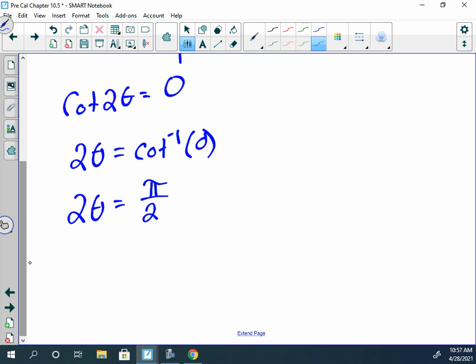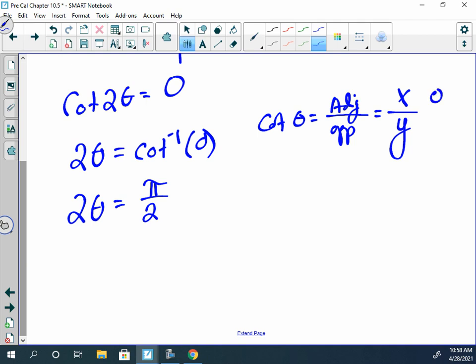Because if we think about it, cotangent of theta is equal to adjacent over opposite. Adjacent is always our x, and opposite is our y. So we're looking for an angle when x is 0 and y is 1, which is straight up, which would be our pi over 2.